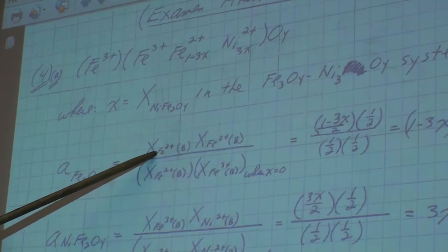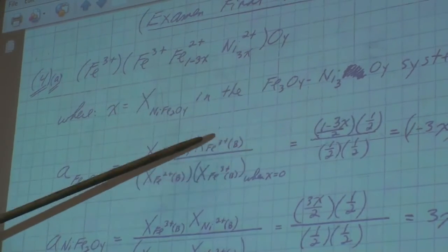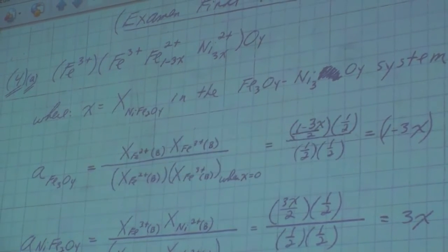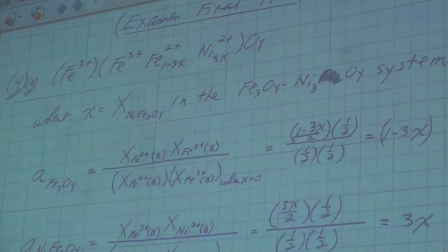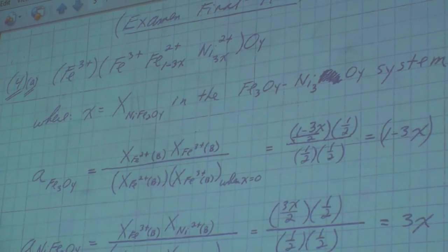Okay, so the mole fraction of Fe2+ on the B sites is 1 minus 3x over 2, because there are two sites. The mole fraction of iron 3+ is 1/2. When x equals 0, it's a half. Okay, so the activity of Fe3O4 is 1 minus 3x.